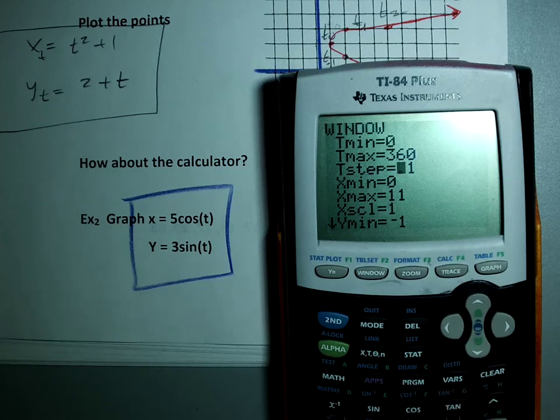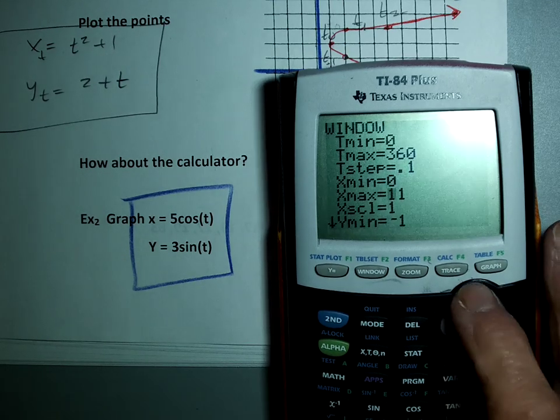Every 10th, this would take forever. And this is going to use up a whole lot of batteries, because you're going to go all the way around the circle and graph every 10th of a degree. Yeah, because it takes forever. I'll show you. Watch me graph it. Let me show you how slow it is.